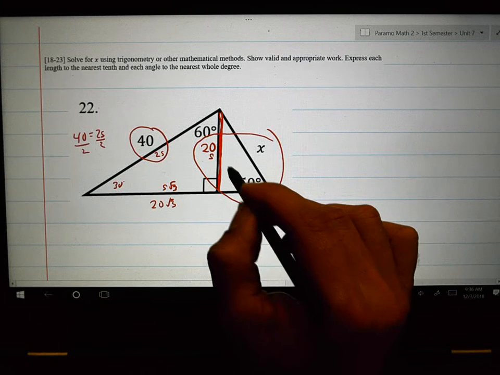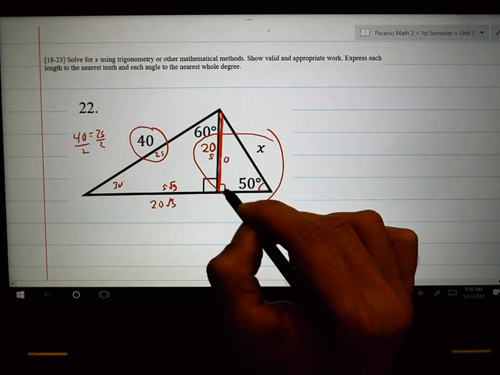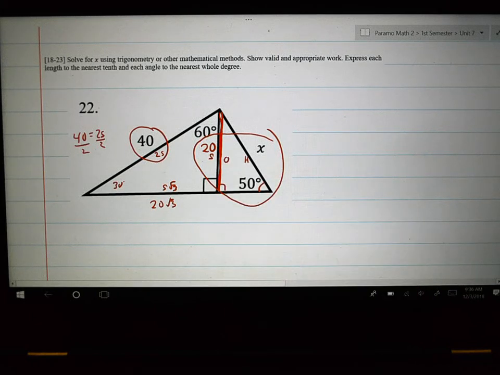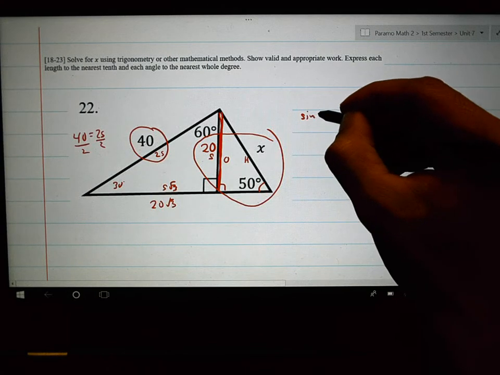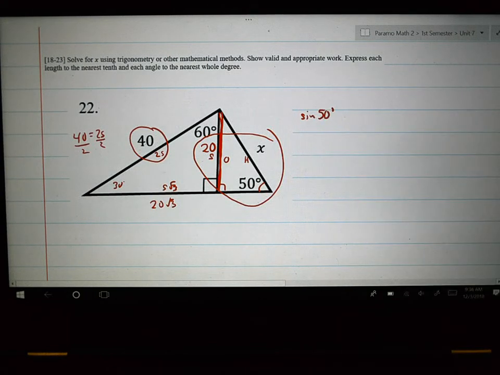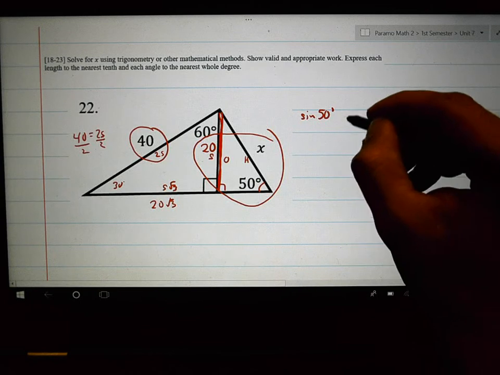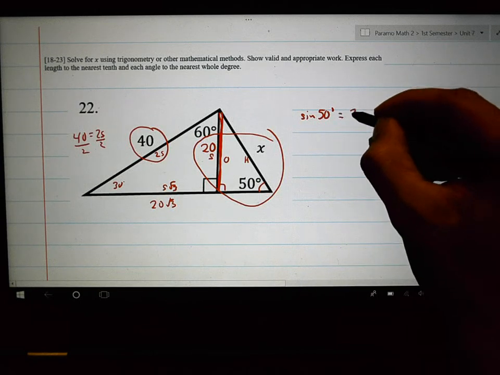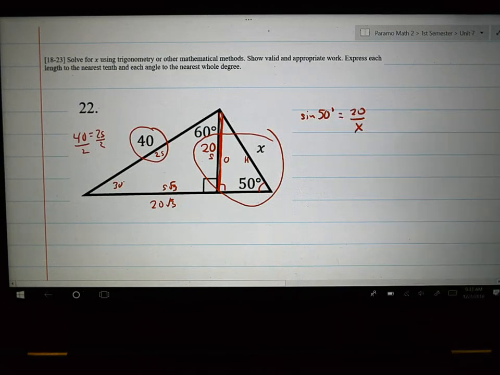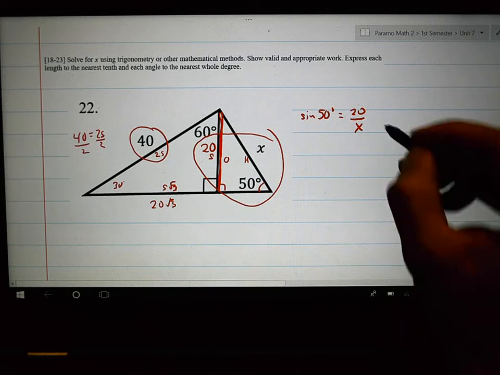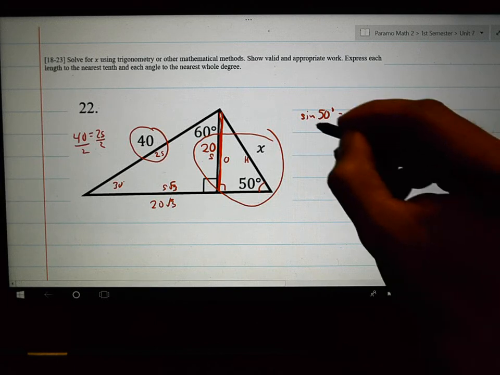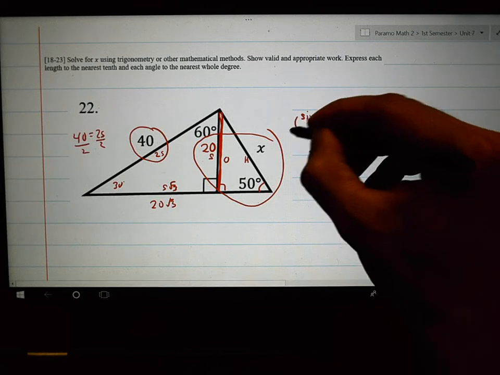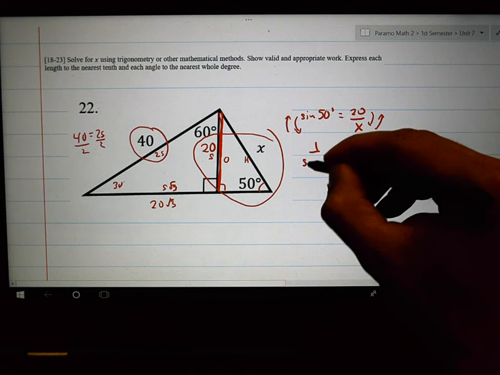I have an opposite, and I have a hypotenuse. I know which trig function to use. Which one has the O and the H? Sine. The sine of what angle? The sine of angle 50 degrees is equal to the opposite over the hypotenuse. If the variable's in the bottom, we need to flip it. When you flip the right side, you have to flip the left side. 1 over sine of 50 degrees.